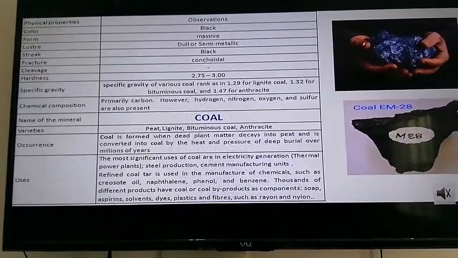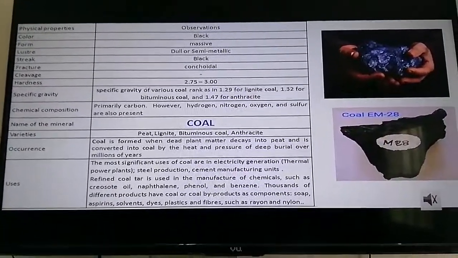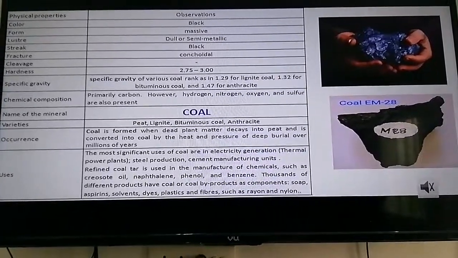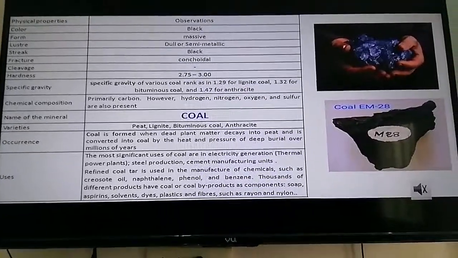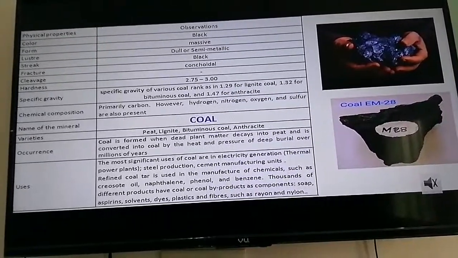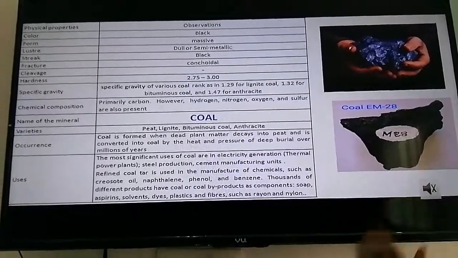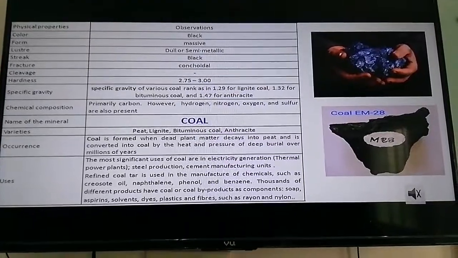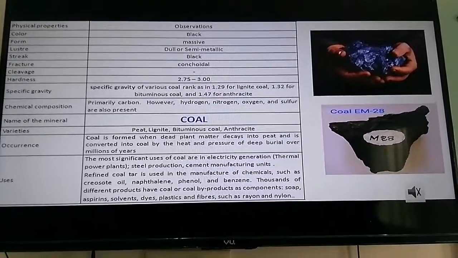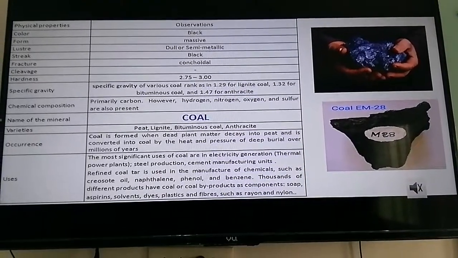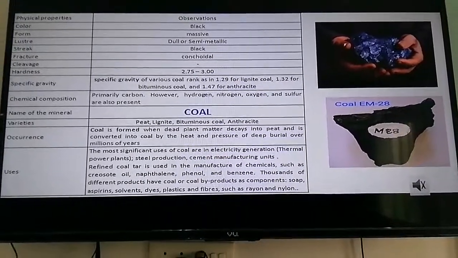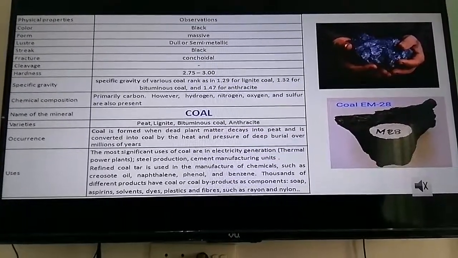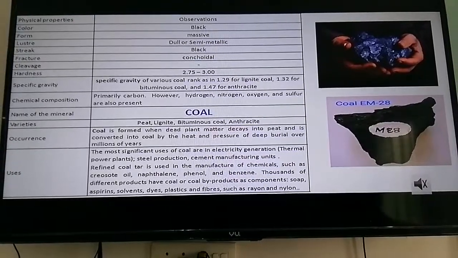Its color is black, form is massive and dull luster, black streak, conchoidal fracture, cleavage is absent, hardness is 2.75 to 3, and its specific gravity of course varies from one variety to another. Coal is formed when plant debris is accumulated for years together, so that it converts into peat and then it converts into coal because of the heat and pressure of deep burial over millions of years.